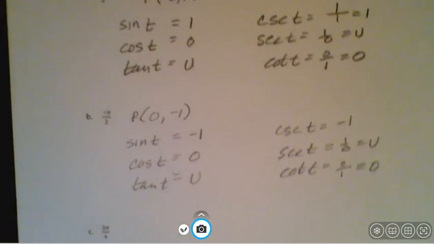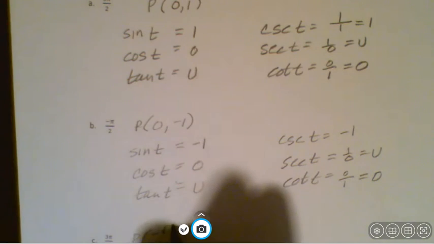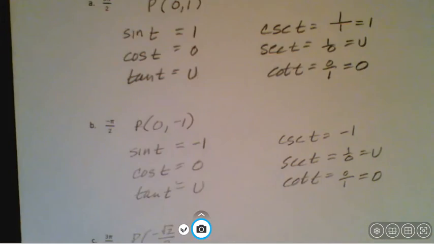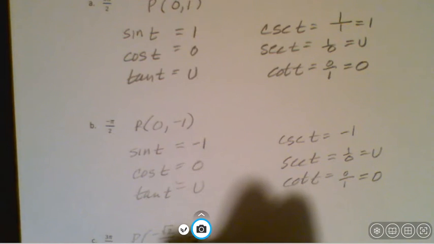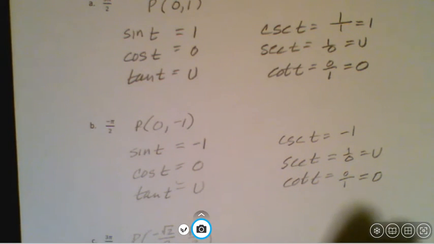All right, where are we at 3 pi over 4? We're at the point where x is negative square root of 2 over 2, and y is square root of 2 over 2. Second quadrant. Sine of t, cosine of t, tan t, cosecant t, secant t, and cotan t.